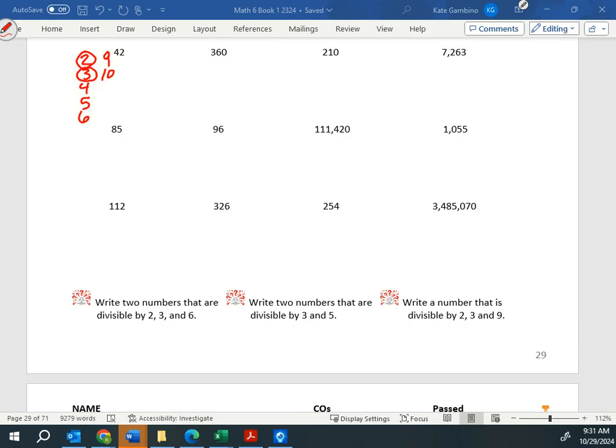Look at our rule. If the number can be divided by 2 twice. So if I divide 42 by 2, what do I get? Bridget? 21. Is 21 divisible by 2? No, it's an odd number. So 4 is not going to go into 42, because I can only divide it by 2 one time.